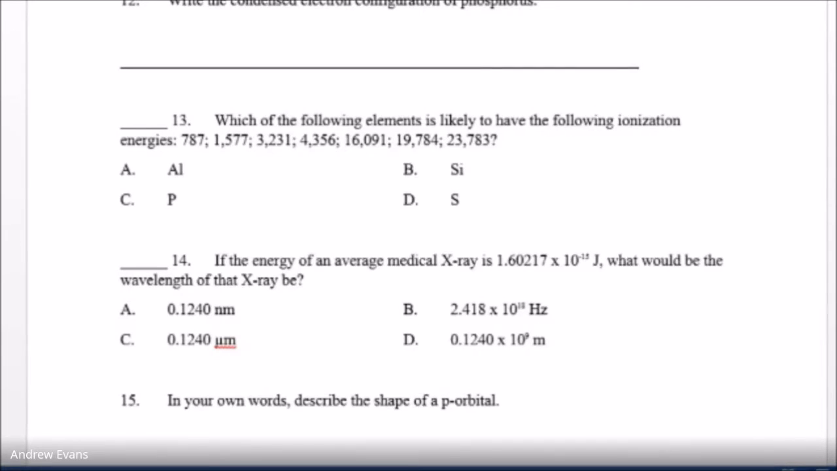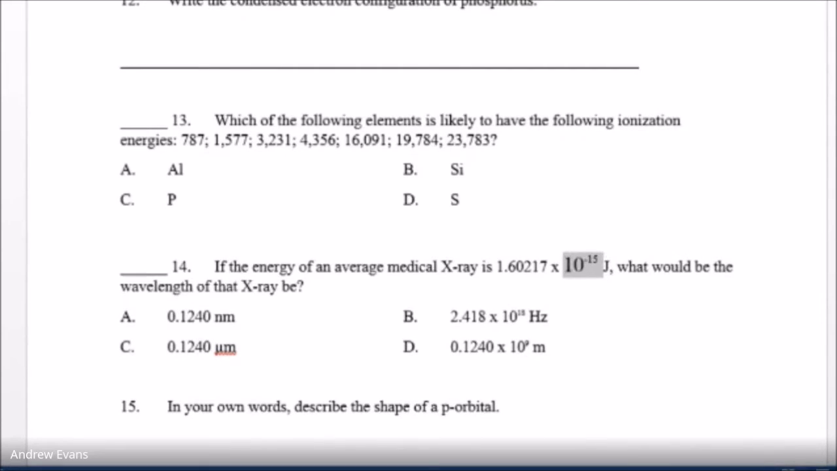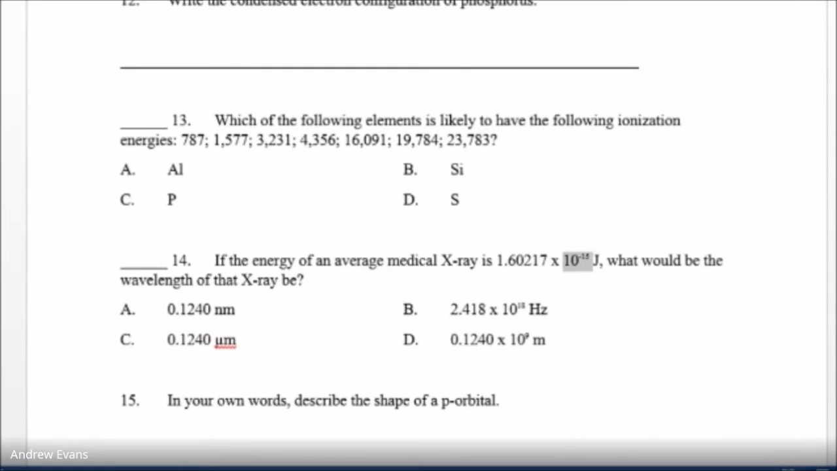Next question. What is the energy of an average medical X-ray? It is 1.60217 times 10 to the negative 15th. I'm going to pull that up. Yeah, I think that's 15th. What would be the wavelength of that X-ray?